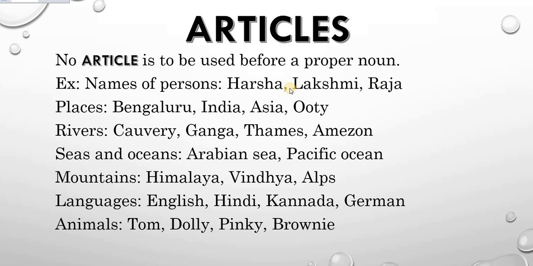Some examples I have given. Harsha, Lakshmi, Raja are the names of the person. Bengaluru, India, Asia, Ooty are the names of the places. Kaveri, Ganga, Thames, Amazon are the rivers. Some seas and oceans, Arabian Sea, Pacific Ocean, you can say Atlantic Ocean. Mountains, Himalaya, Vindhya, Alps. Languages, English, Hindi, Kannada, German. These are the pet animal names. Tom, Dolly, Pinky, Brownie, etc. And we are not supposed to use any articles before a proper noun.